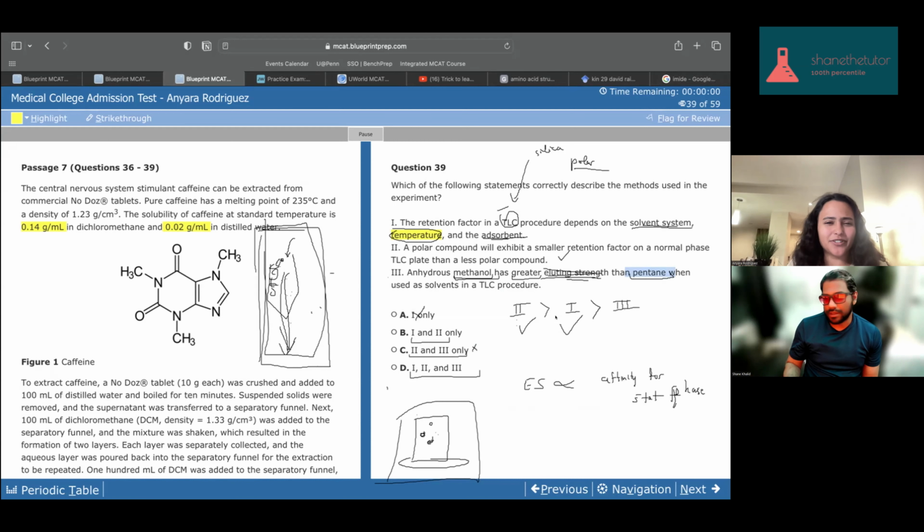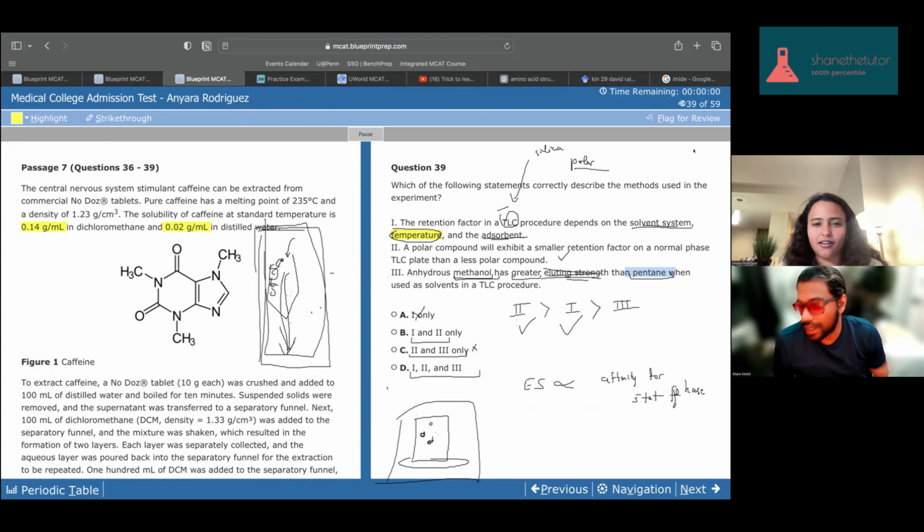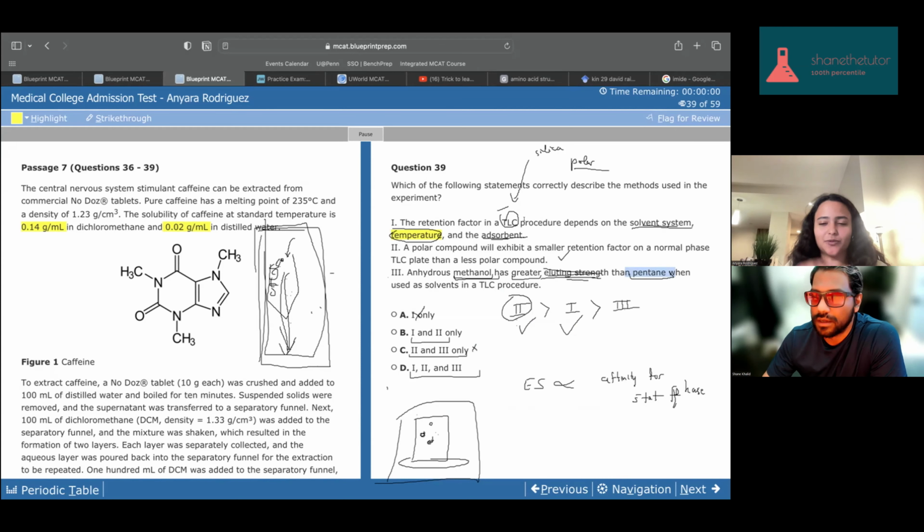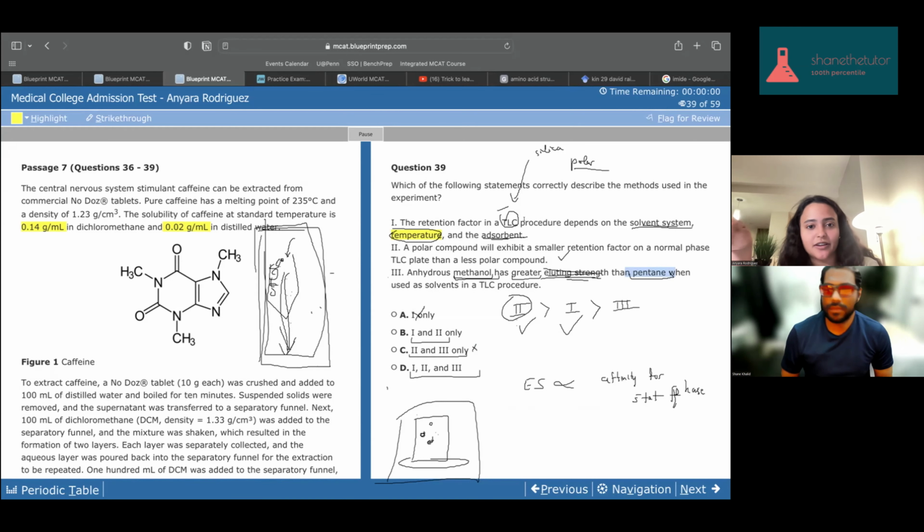And then, why does temperature play a role? Why is it playing a role? Okay, so we know that Roman numeral 2 is correct, right? I just want to understand why temperature matters. Yeah, the tension factor depends on temperature.